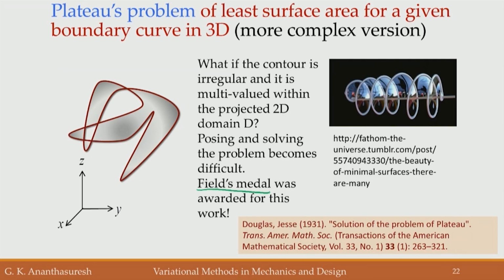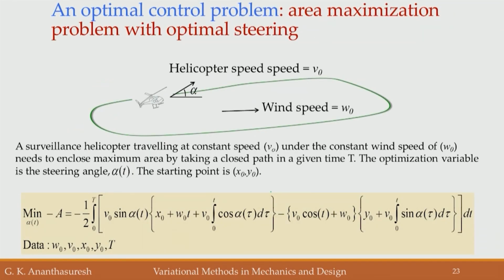You take a wire and put it in whatever shape you want, and finally if you were to solve it, you get a minimal surface, which has a lot of implications in mechanics as well as geometry. It is a very important problem. And in optimal control as well, there are a lot of calculus of variations problems, and one of them is given here.